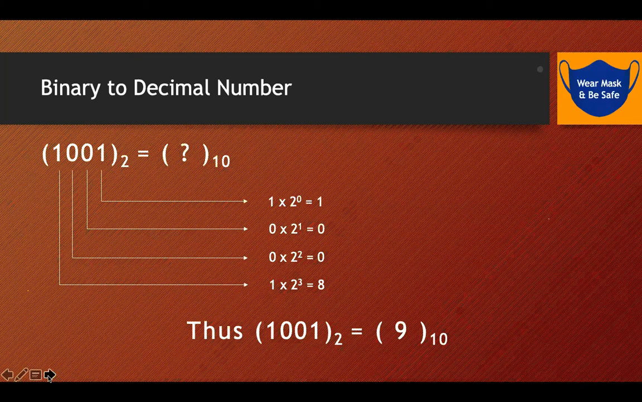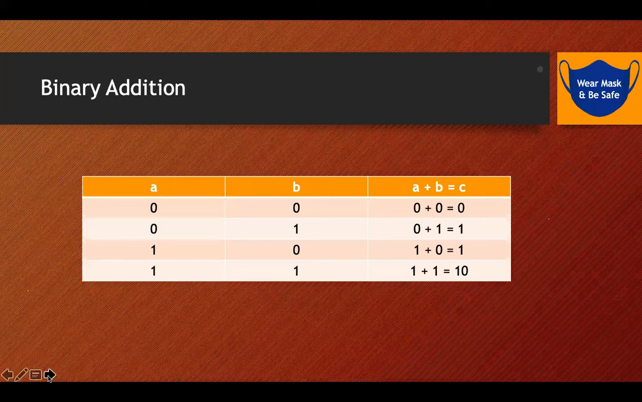Now we'll move forward with binary additions. When we use binary addition, in this part we add binary numbers only. So this is the table on your screen. 0 plus 0 equals 0. 0 plus 1 equals 1. 1 plus 0 equals 1.